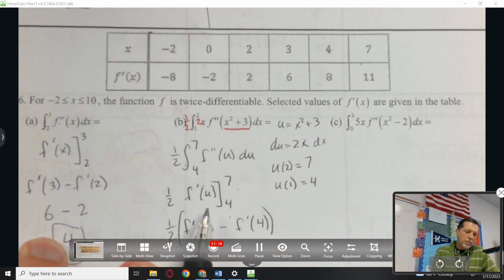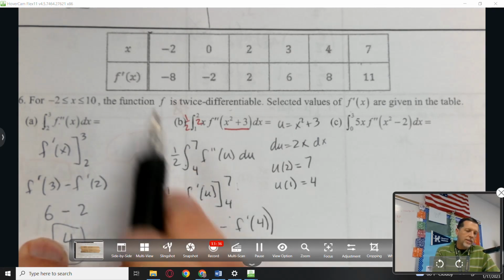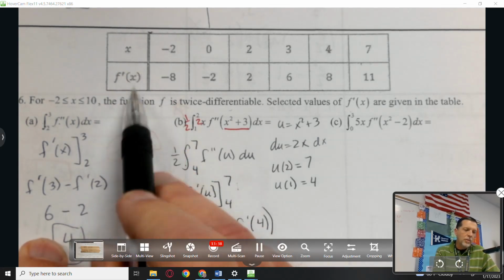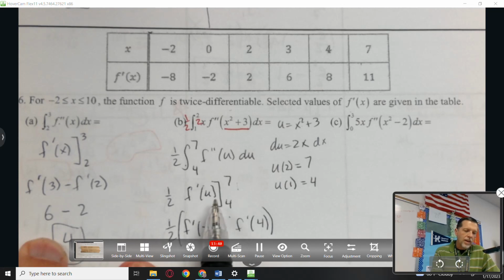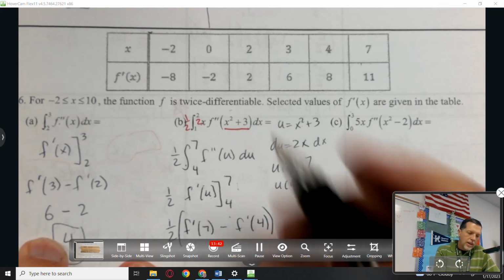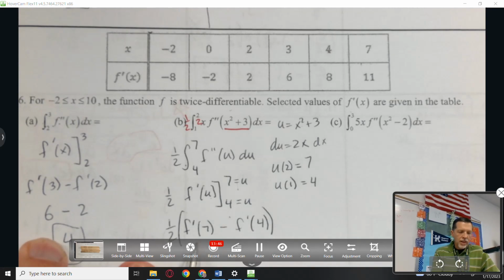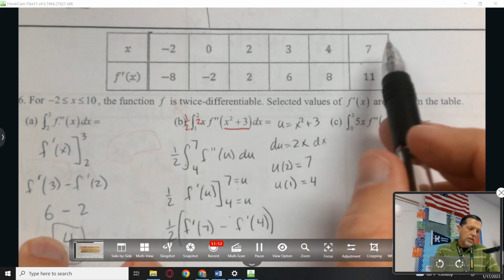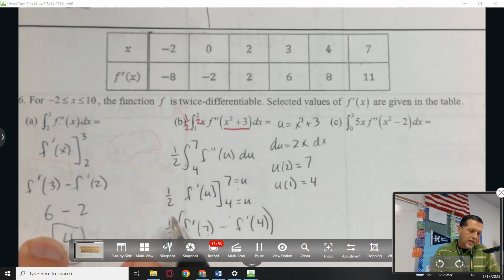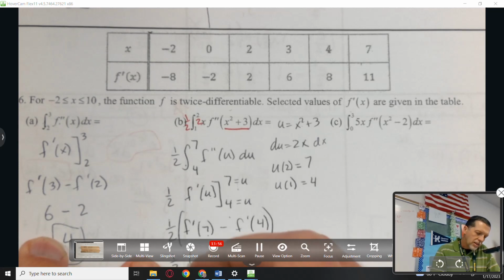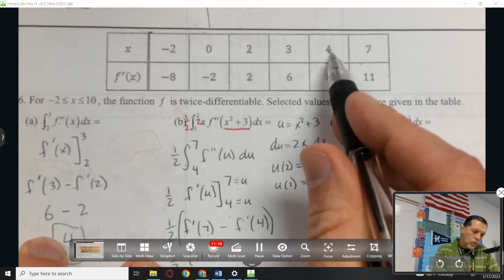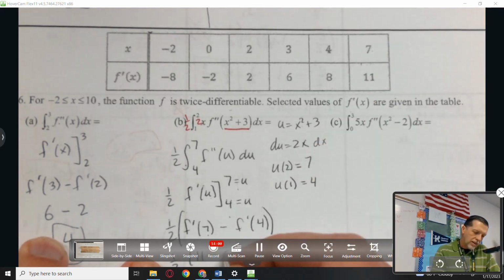Don't be thrown off by the fact that this says u and this says x. X is just telling me which variable to evaluate, but these are u limits, so it's fine. When I plug them in, I just need f prime of 7, and it doesn't matter whether that 7 was x or u or y or z. If 7 is the input, then f prime is 11. If 4 is the input, f prime is 8. So 3/2.